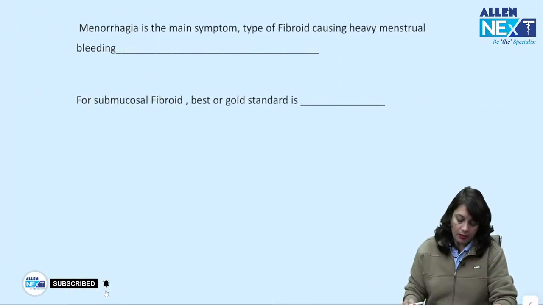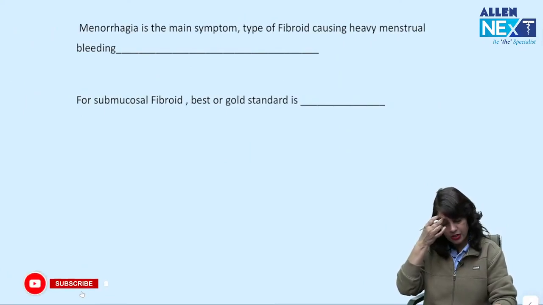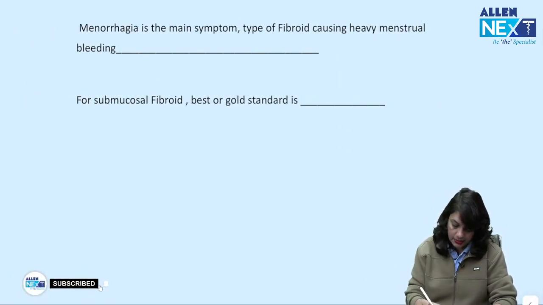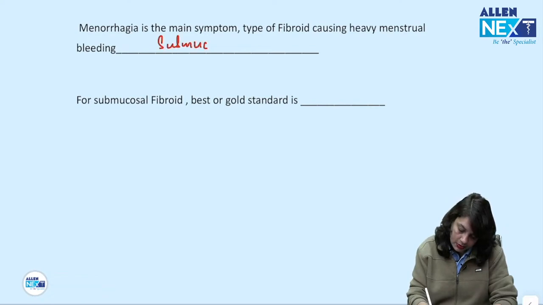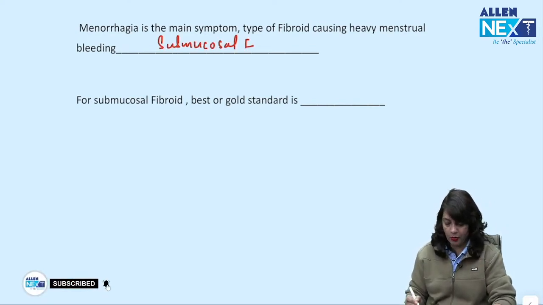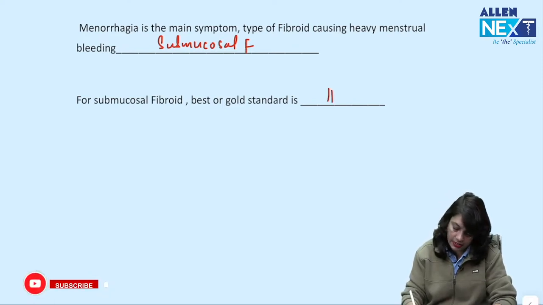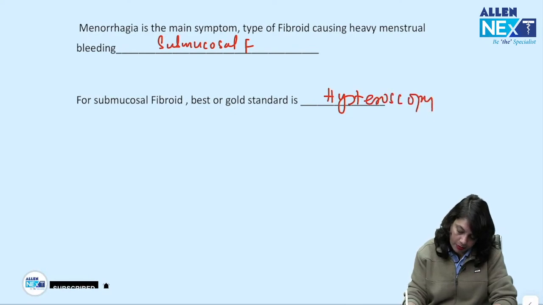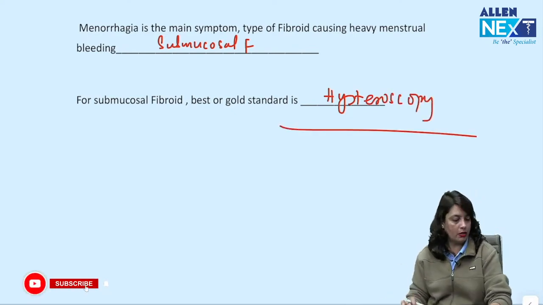Next, menorrhagia is a main symptom of which type of fibroid? Menorrhagia is a main symptom of submucosal fibroid. For submucosal fibroid, the best or gold standard investigation will be hysteroscopy because you can do the fibroid removal.